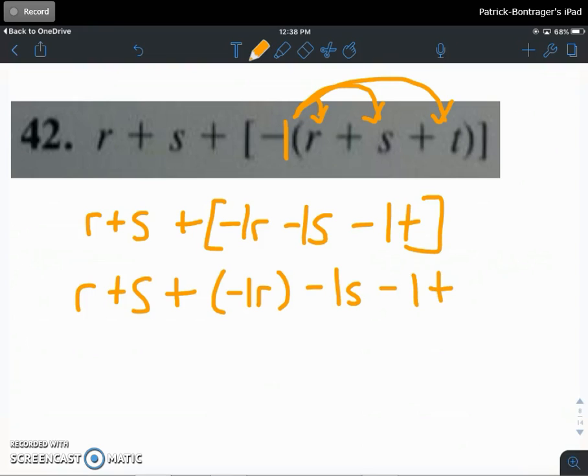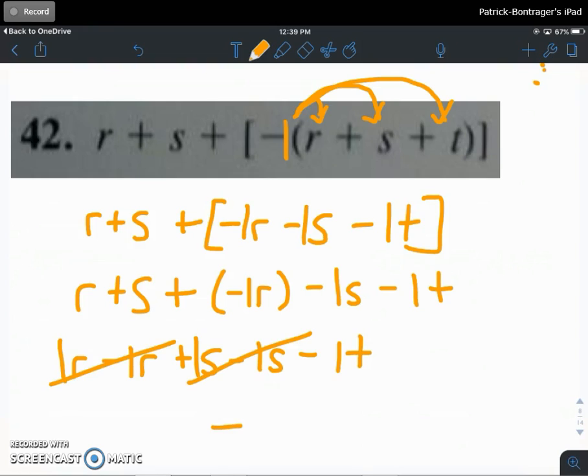Okay. I'm going to rewrite. I'm going to use the associative and commutative properties to regroup and reorder. So I'm going to get 1r minus 1r plus 1s minus 1s minus 1t. I'm going to put 1's in front. You do not have to if you already understand that. 1r minus 1r cancels. 1s minus 1s cancels. So I'm just left with negative t.